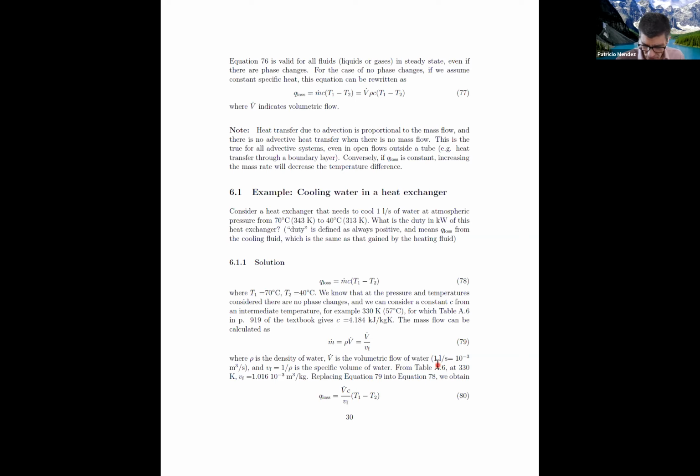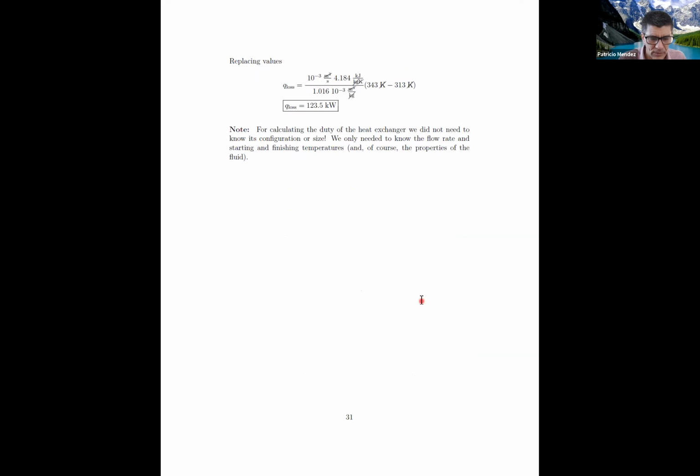All right, so in this case, we would replace the values, and we would have that 1 liter of water per second that goes from 70 degrees to 40 degrees is 123.5 kilowatts. That's awesome, because now we know how much power we need.